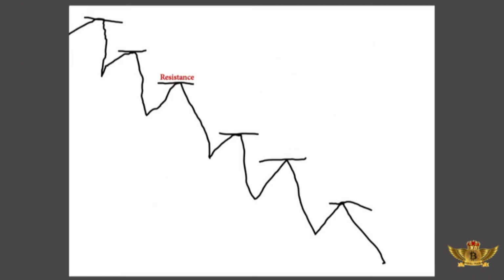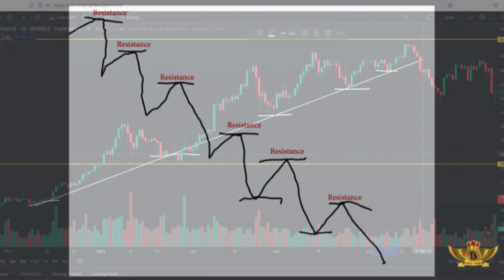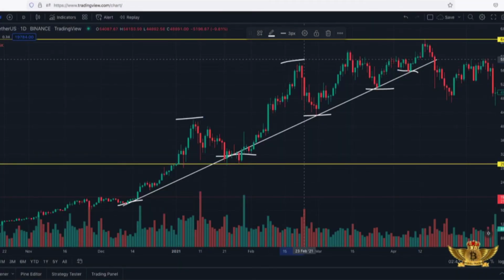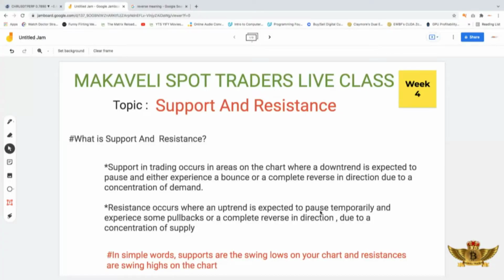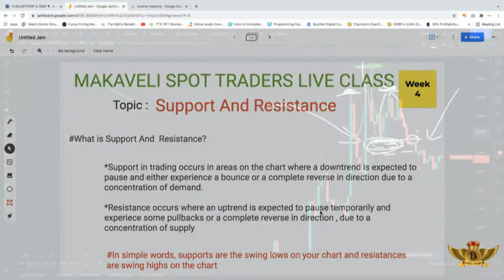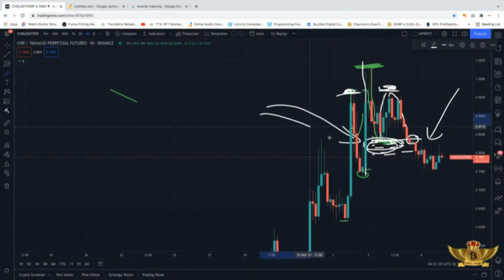Resistance levels are price levels on your chart where significant supply exists, or sellers are waiting, and these sellers are capable of causing a temporary pause or halt in the advancing of price to the upside. The theory of support and resistance states that in an uptrend, each former top, once surpassed, automatically becomes a new support, and in a downtrend, each former bottom or low, once penetrated, becomes a resistance level. A trading range tends to create even more formidable, strong support and resistance, since enough trading took place at that level.